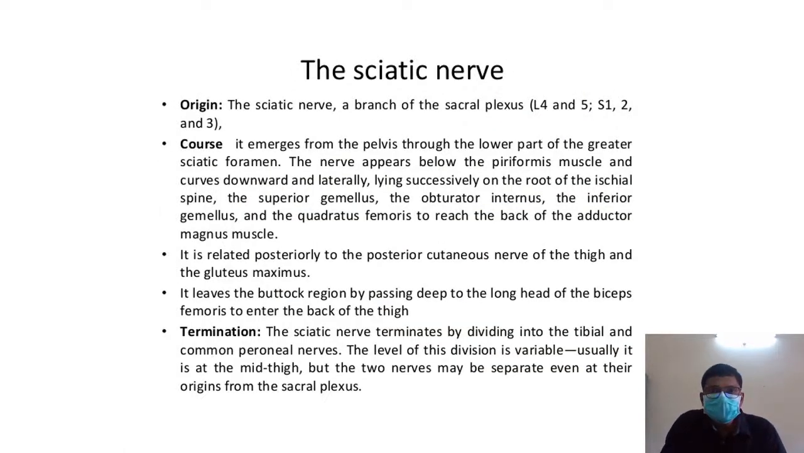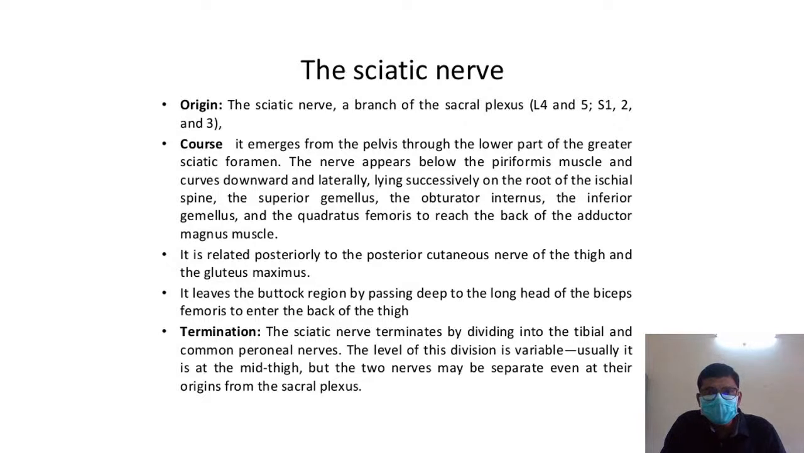Now the most important last and final nerve, that is the sciatic nerve, which is a very thick nerve which supplies the whole lower limb. So it takes its origin from the branches of the sacral plexus, that is from L4, L5, S1, S2 and S3.